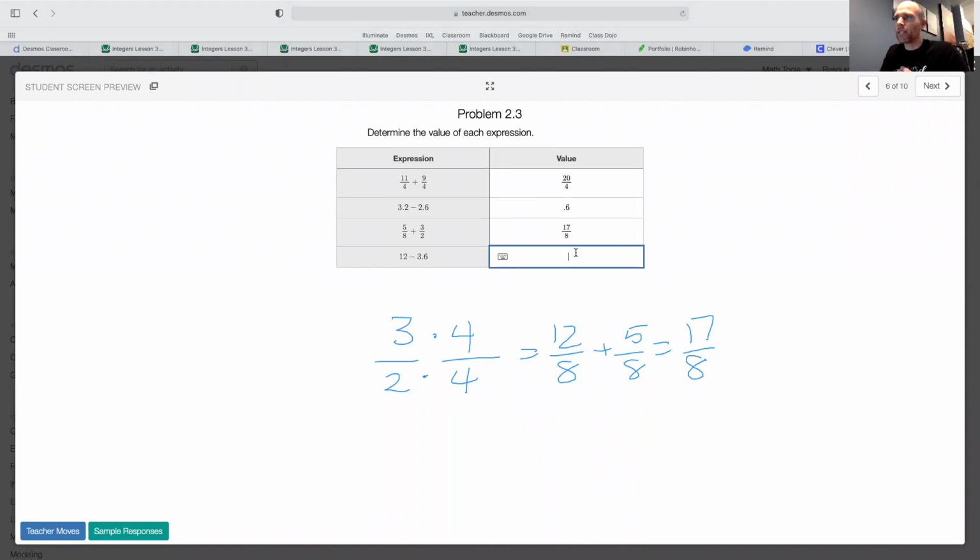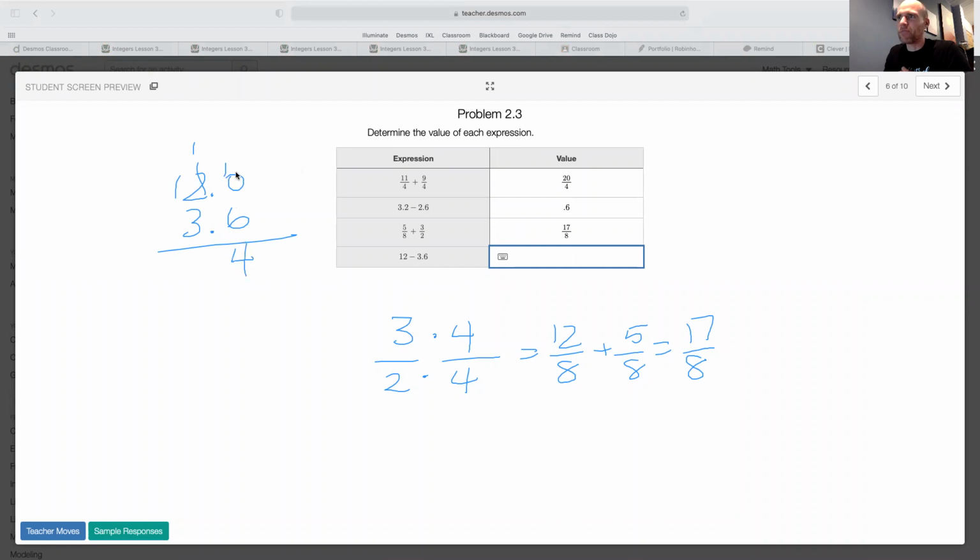All right, and lastly, we got 12 minus 3.6. I don't know, there's lots of different ways you could do this one. Old school way would be to line it up like this. Right, this is 12.0. And then you got to do some carrying because you can't take 6 away from this 0. So put a 1 here. And so now this 0 becomes a 10.